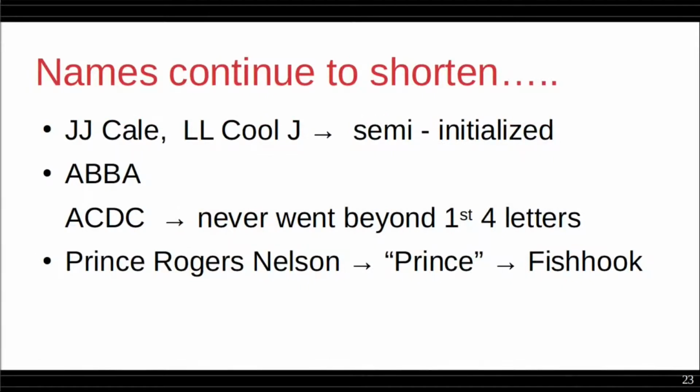We have some artists who just either they use some initials, other bands. They never even went beyond the first 4 letters of the alphabet. Of course, the ultimate example was Prince Rogers Nelson, who shortened his name to Prince for a while, and then eventually changed his name to what looked like a fish hook. So my point here, if I have a point, is that as history moves forward, names seem to keep getting shorter and shorter. And Vector is somewhere between Mozart and Run DMC.